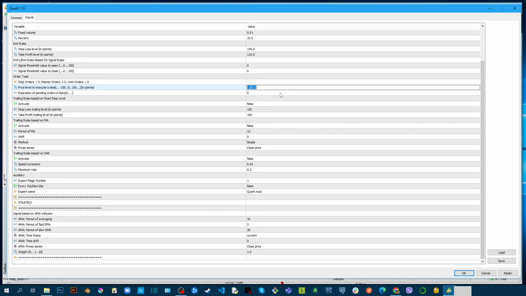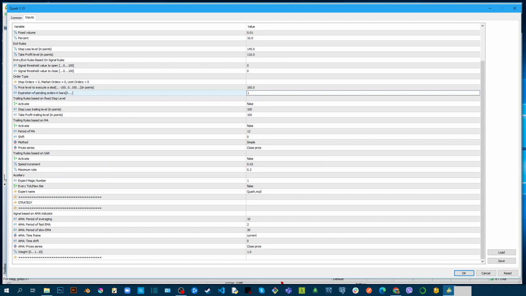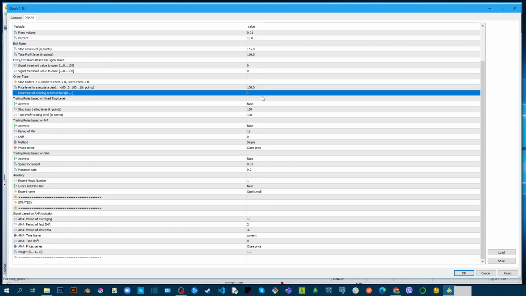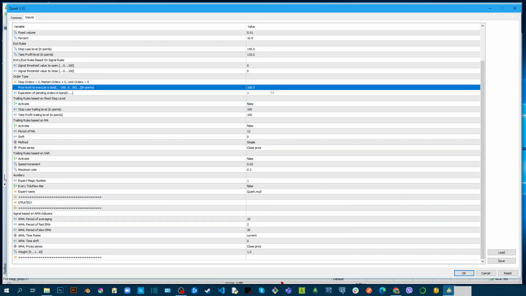Limit order: if you want a limit order, this number must be greater than 0. For example, 100, and insert some number here. For example, you want this order to expire after one bar. Everything depends on which time frame you use. For example, if you are optimizing the EA for 50 minutes, each bar is 50 minutes. That means if I use 1, this order will expire in 50 minutes.